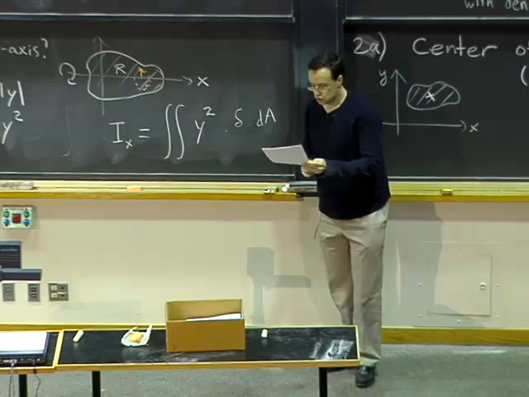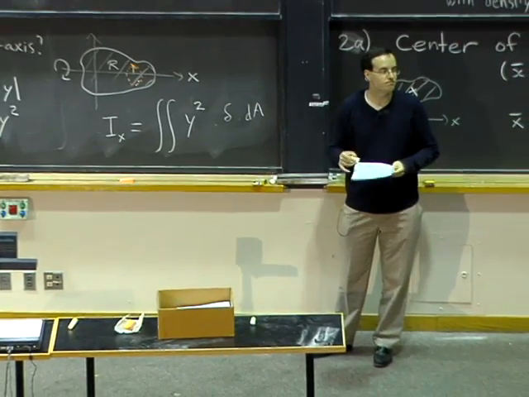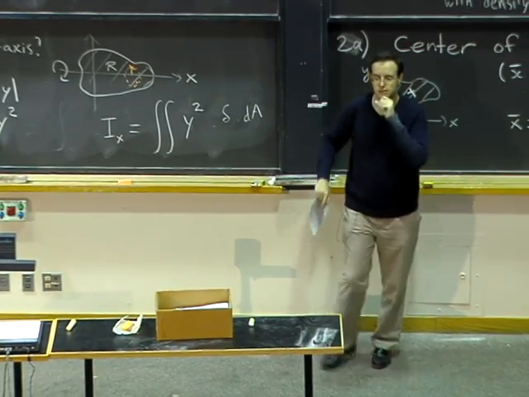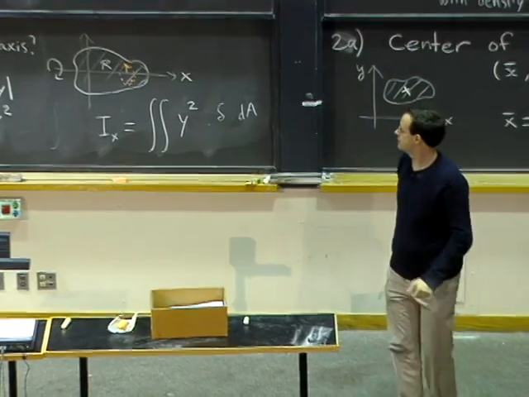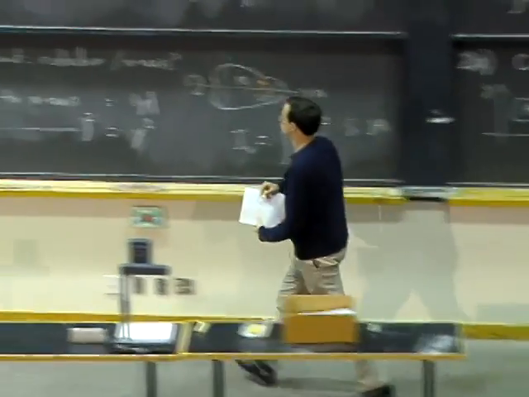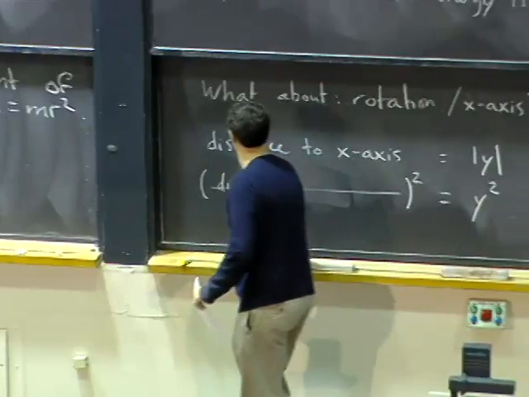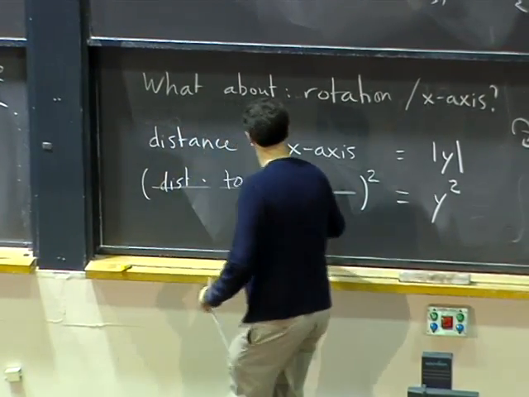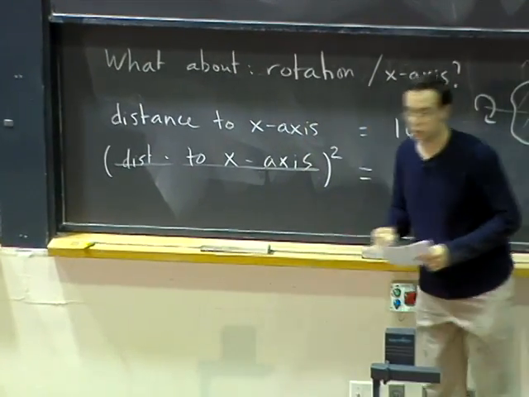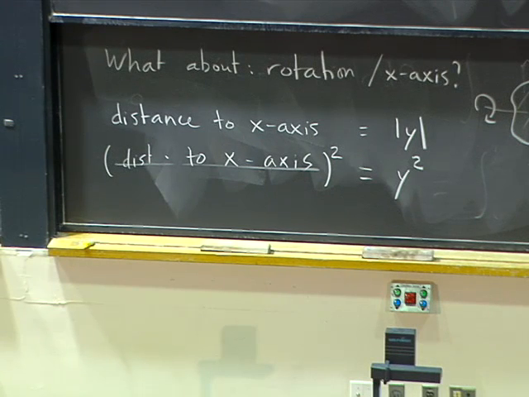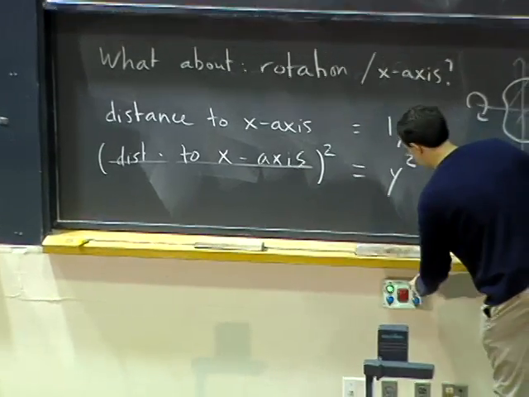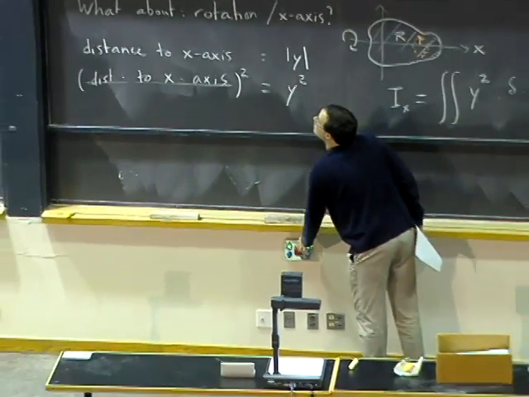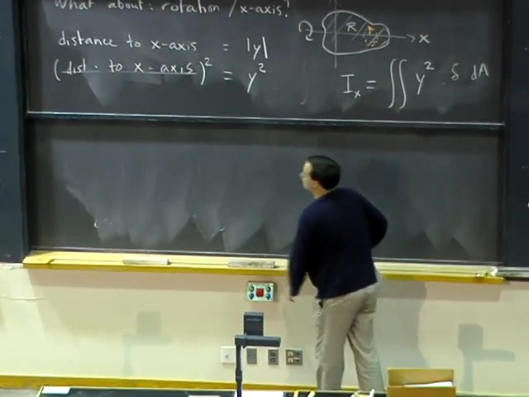Okay, so maybe I should do an example. Yes? Oh, sorry, same thing as above, distance to the x-axis. Because that's what we care about, right? For the moment of inertia, we want the square of the distance to the axis of rotation. Okay, so let's do an example.